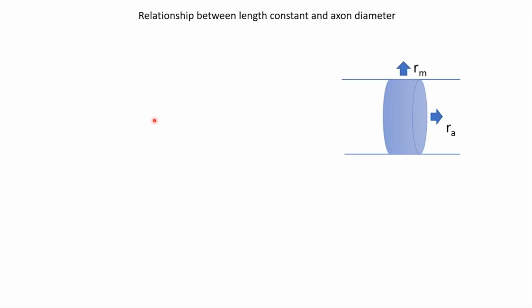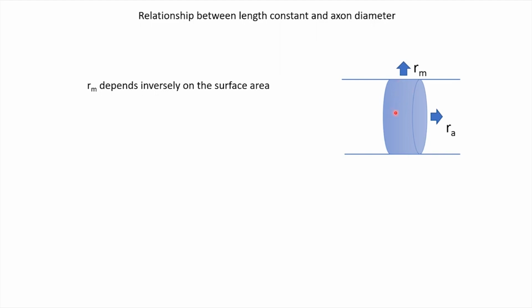So we know that the length constant depends on these two quantities, membrane resistance per unit length and axial resistance per unit length, Rm and Ra. And these two quantities will be affected by the diameter. So let's see how the Rm would be affected. So Rm is the membrane resistance.